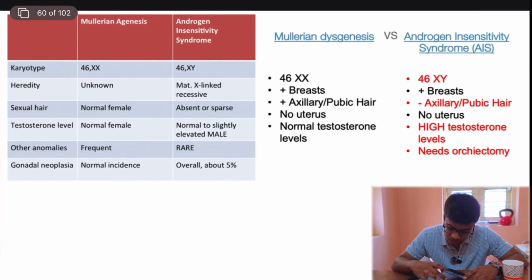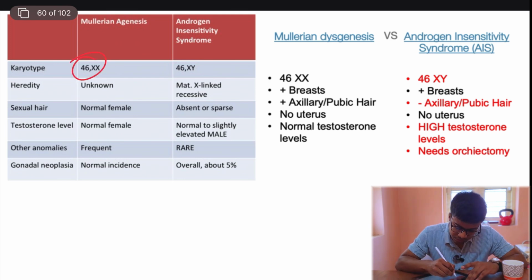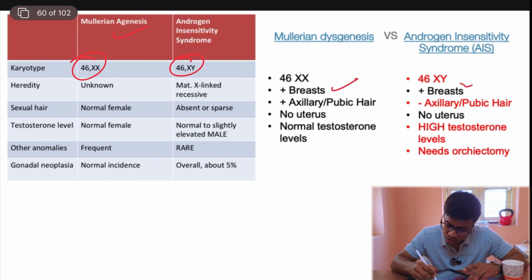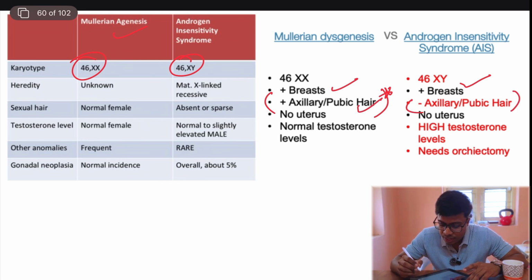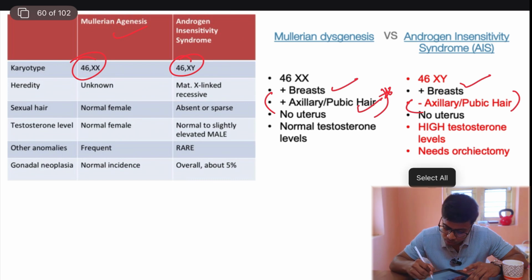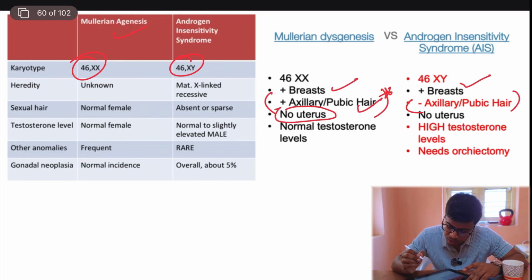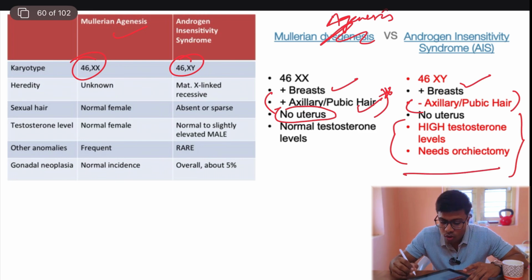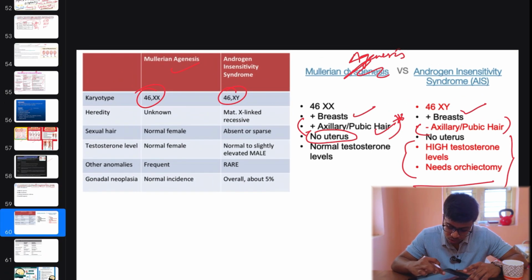So let's discuss this. Mullerian agenesis is 46XX, androgen insensitivity is 46XY. Apart from that, for diagnosis of this condition, breast will be present in both conditions. Axillary and pubic hair, this is very important. That is, secondary sexual characters are normal in Mullerian agenesis. Here in AIS, that is androgen insensitivity syndrome, it is absent. Apart from that, there is no uterus in Mullerian agenesis, sorry, and here the high testosterone level needs orchidectomy in AIS. So this table you should learn, and you have to solve this question accordingly.